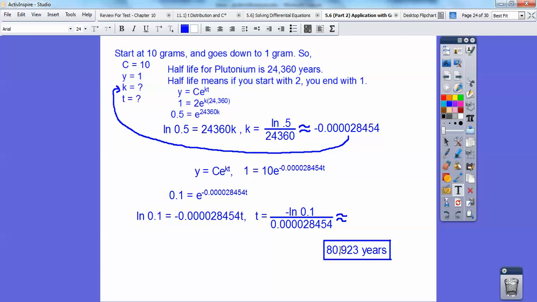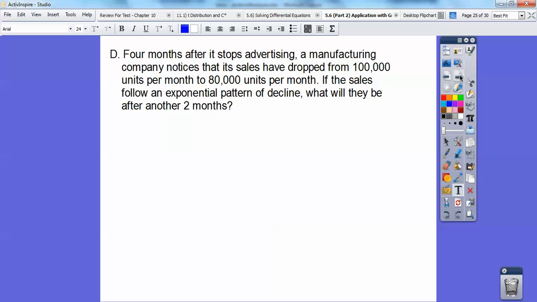Okay, now typically, when you have big numbers like this, they typically round it to 3 significant digits, and I'm surprised I didn't do that in this lesson. So you might see an answer like 80,900 years. Okay, that would be 3 significant digits. So it just depends on what kind of answers you're looking for.